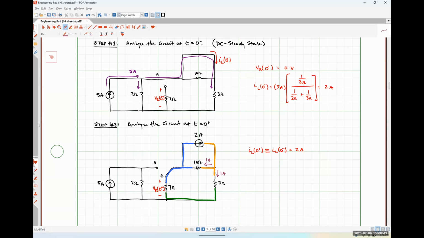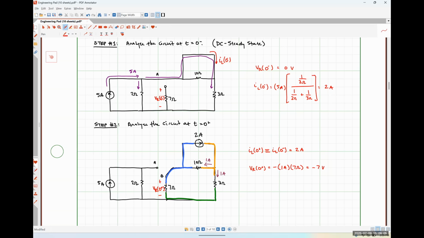So that means that 1 amp is going to wind up flowing into the negative polarity terminal of that 7 ohm resistor. And from that, VR at 0 plus is going to be negative 1 amp times 7 ohms, which is equal to negative 7 volts.